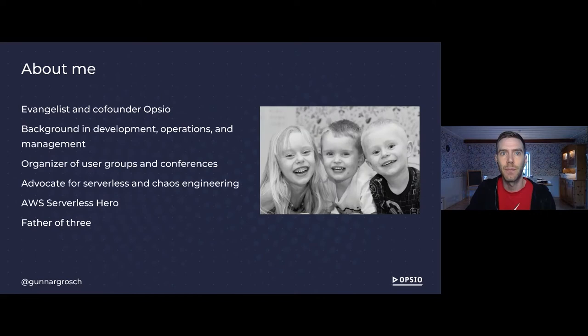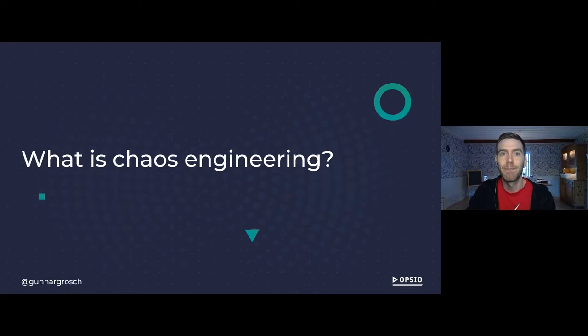So I did a talk at re:Invent in December, and someone wrote in the feedback that I should talk less about myself and more on the subject. So as soon as I stopped crying, I decided to keep this pretty short. I'm an evangelist at Opsio, based in Sweden. I have a long background in tech. I enjoy building technical communities. I have been named a serverless hero by AWS. And I am divorced, I have three kids, so chaos engineering was quite a natural choice for me. So let's get to it.